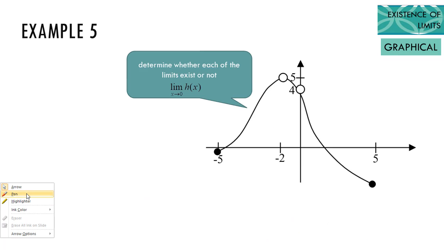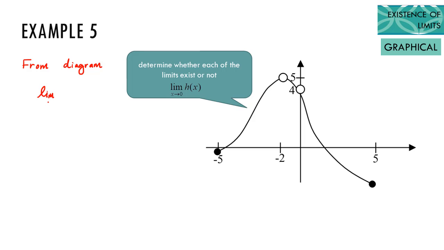Example 5. Determine whether the limit exists or not for the function h(x) when x approaches 0. So now let us focus on x equal to 0 and we divide it into left side and right side. From the diagram, for the left side limit, we will focus on the curve from -5 until x equal to 0. So we found that approaching 0 from the left, the y value stops at y equal to 4. So the limit is equal to 4.